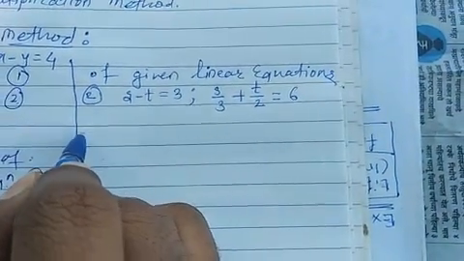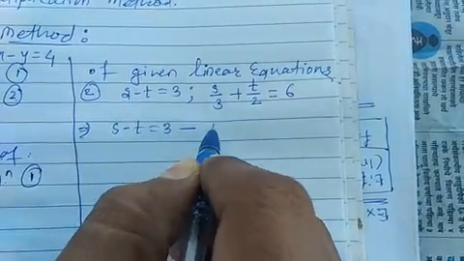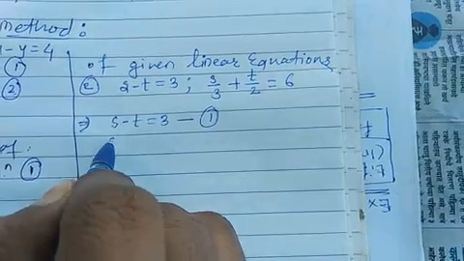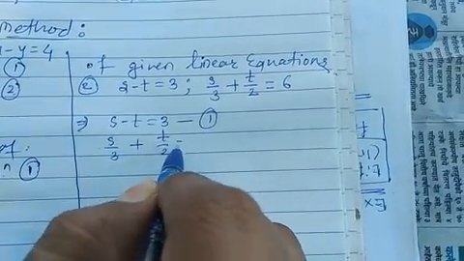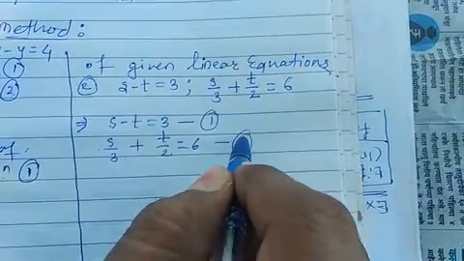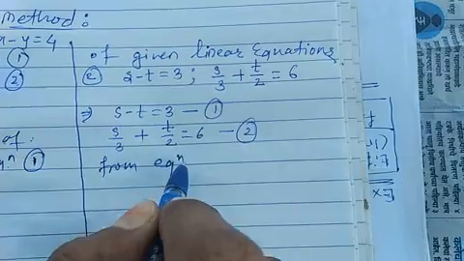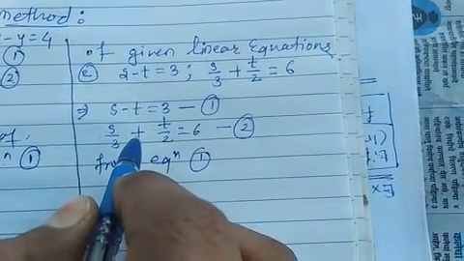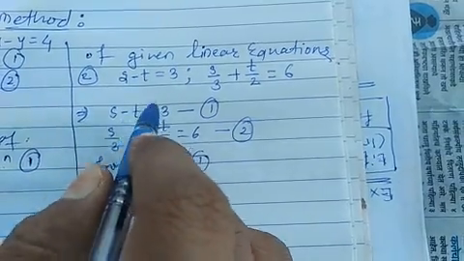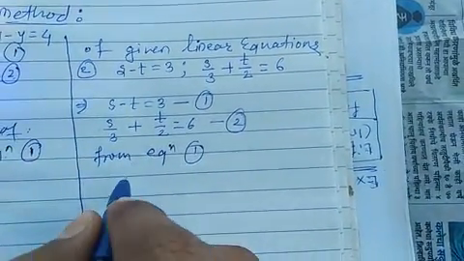So in answer I will write this as s minus t equal to 3, equation number first, and s upon 3 plus t upon 2 is equal to 6 as equation number second. So I will write here from equation first, because the first equation is the easier one. You can convert the other equation also, but as this is a simple equation, that's why I will select the first equation.